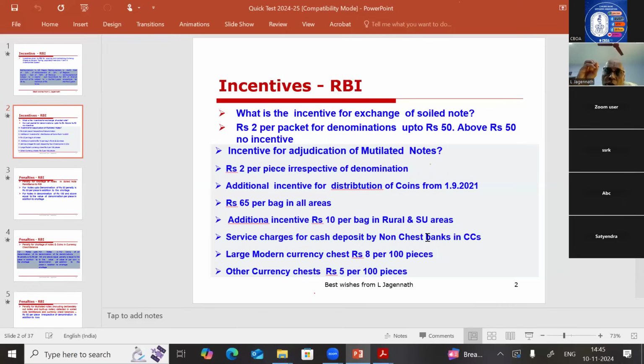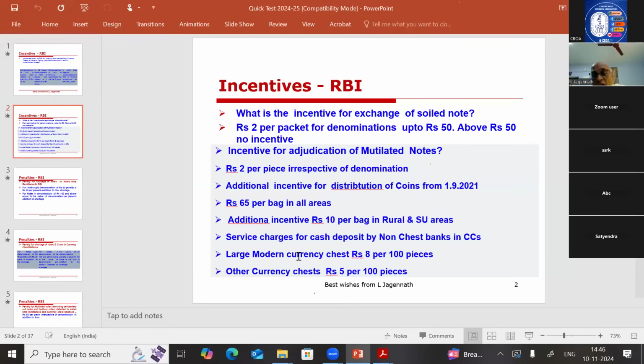Suppose a non-chest bank deposits currency notes in the currency chest of a bank which has a currency chest. What is the incentive the currency chest bank will get? For a large modern currency chest, the currency chest bank will get rupees 8 per 100 pieces. If it is other than a large modern currency chest, they will get rupees 5 per 100 pieces.